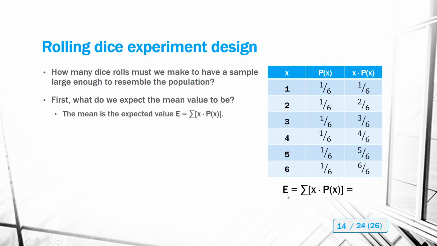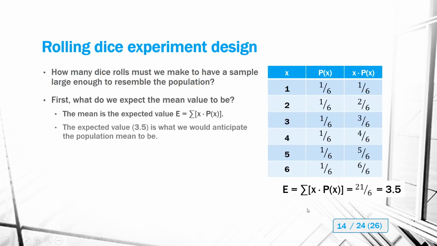Now the expected value is going to be the sum of all of those products. So if we take these products and add them together, we get 21/6, which when you divide out is 3.5. This then is the expected value, what we would anticipate the population mean to be. So this is our target, this is what we're shooting for.